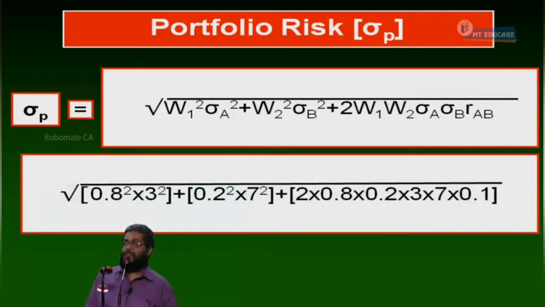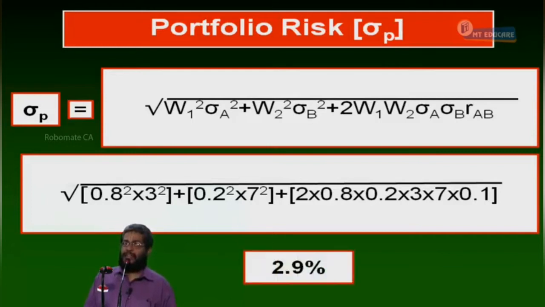Substitute the numbers, which is equal to square root of 0.8 squared into 3 squared, as the proportion of A is 0.8, plus 0.2 squared into 7 squared plus 2 into 0.8 into 0.2 into 3 into 7 into 0.1. What is the 0.1? Correlation. Finish writing or not? Believe me, the answer is 2.9%. The standard deviation of the portfolio is 2.9%.